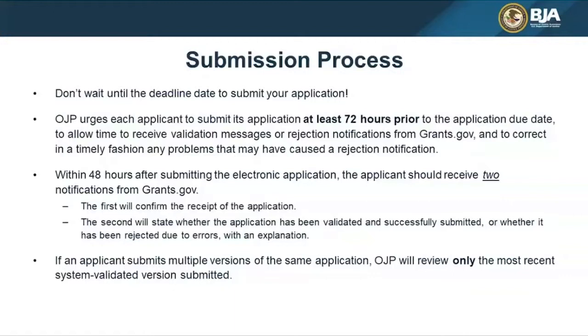Within 48 hours after submitting the electronic application, the applicant should receive 2 notifications from grants.gov. The first will confirm the receipt of the application. The second will state whether the application has been validated and successfully submitted, or whether it has been rejected due to errors, with an explanation. If an applicant submits multiple versions of the same application, OJP will only review the most recent system-validated version submitted.